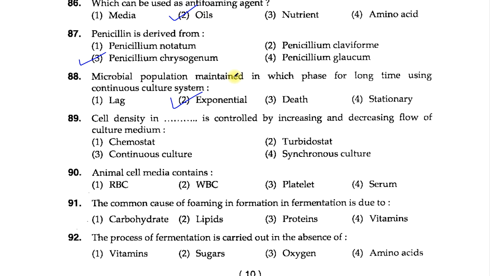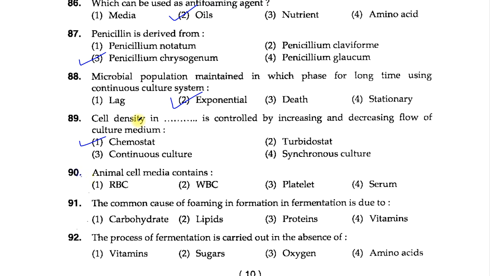Question number 89. Cell density in dash is controlled by increasing and decreasing the flow of culture medium. 1. Chemostat, 2. Turbidostat, 3. Continuous culture, 4. Synchronous culture. The option 1, the chemostat, is correct. The fresh medium is continuously added, while the culture liquid, which contains the leftover nutrients and the toxic end products remaining there, is removed. So chemostat is the correct one.